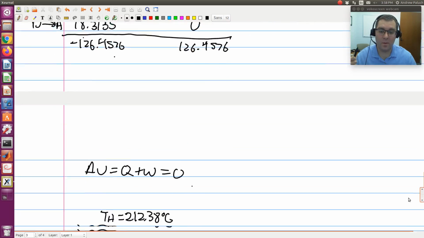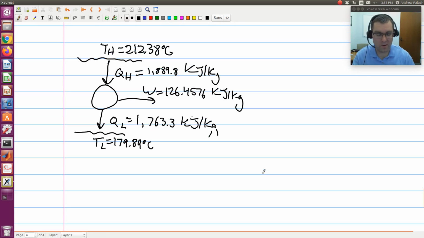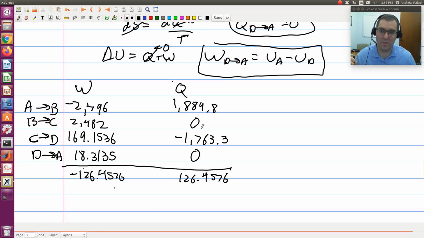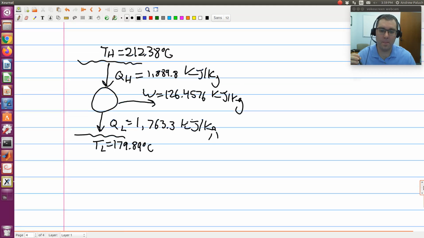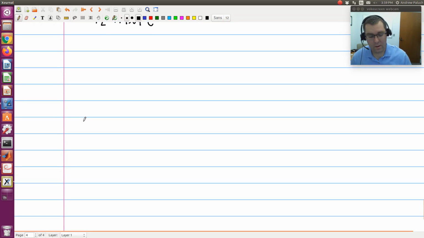All right, so what they want us to compare is, again, this should work out because we just completed our sanity check, that our first law is satisfied for our cycle. In this case, Q is equal to negative W. But they also want us to do a check using our equations for the efficiency of a Carnot engine.